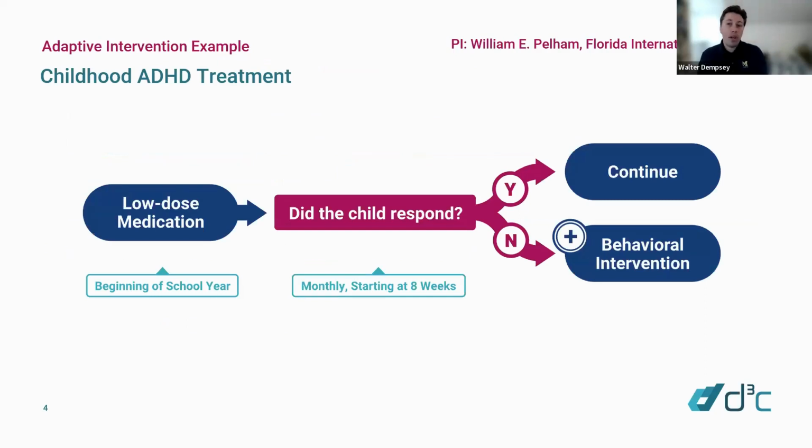So here's an example I want to walk you through to talk about the key elements. This is in the context of childhood ADHD treatment, and the study here was built from a study run by Bill Pelham at Florida International University. You have individuals who have ADHD. At the beginning of the school year, those individuals will be assigned to low-dose medication. And then monthly, starting at 8 weeks, you're going to assess if the child responds.